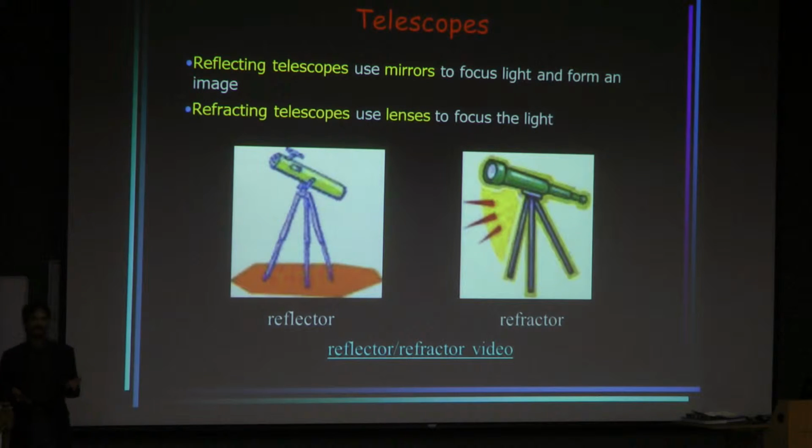If they don't focus the light, they're no better than just a cardboard tube or something like that. They have to focus the light to concentrate it and be able to use it. There's two ways that we can concentrate the light and focus it, and that gives rise to the two basic types of telescopes that we have here.